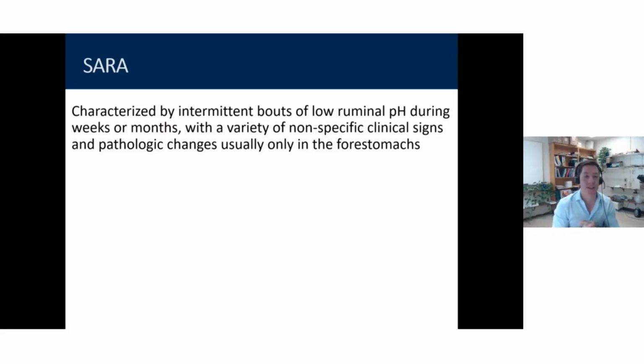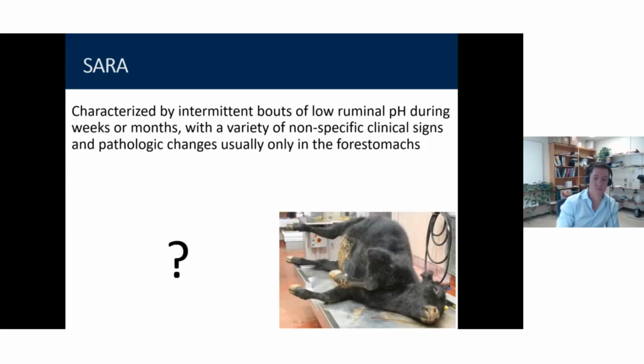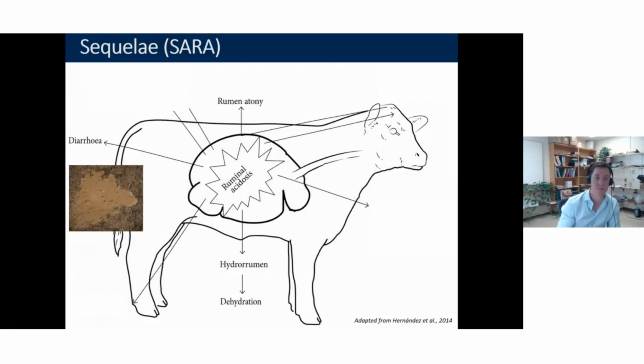So this is the other definition, and once again, clinicians and nutritionists have a really good understanding of it. It's well understood and characterized what subacute ruminal acidosis is. They define this as the intermittent bouts of low ruminal pH during weeks or months, with a variety of non-specific clinical signs and changes that are most commonly associated with the four stomachs. But we're just going to talk about the potential sequelae that this form of the disease can also cause. And here's once again what we're going to try to answer or explore with our hypothesis and paper: sequelae from the subacute form of the disease.